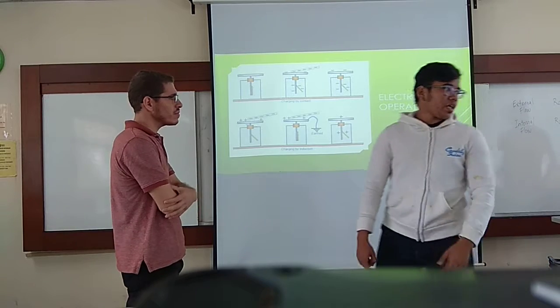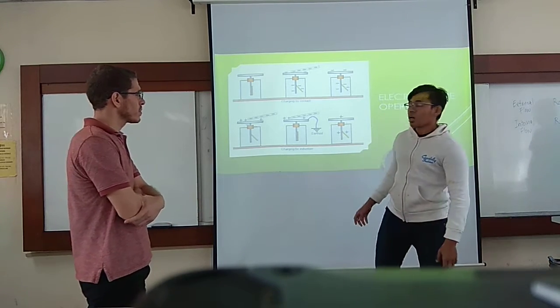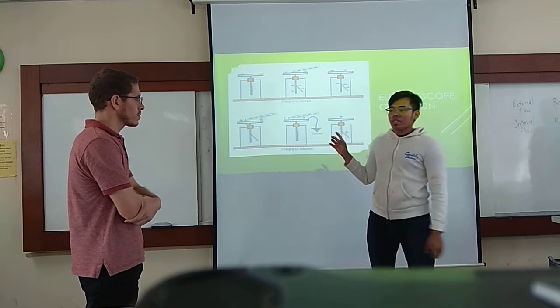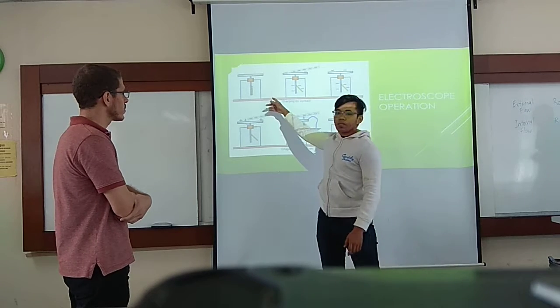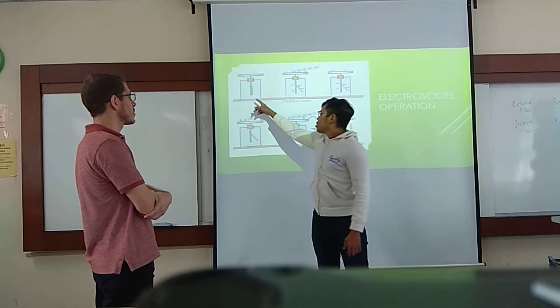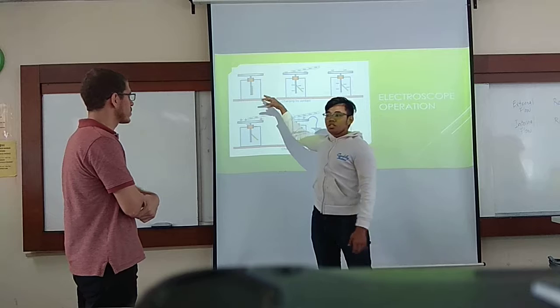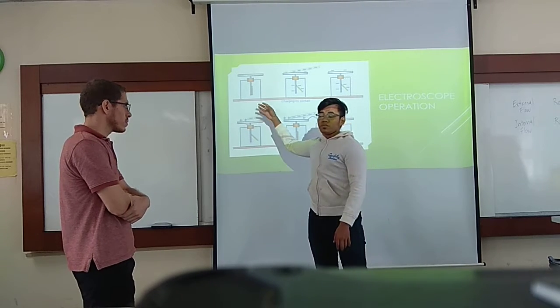Thank you, Abdurrahman and Ahmad, for that introduction and the history of the electroscope. Now I would like to tell you about how the gold leaf electroscope operates. The first figure shows it in a natural state, where the gold leaf is not affected by any charge, as it is placed in a vacuum space. So no charge is present in that state.